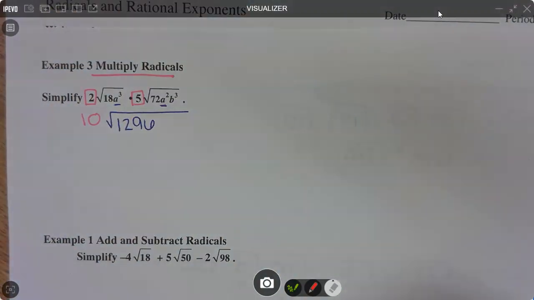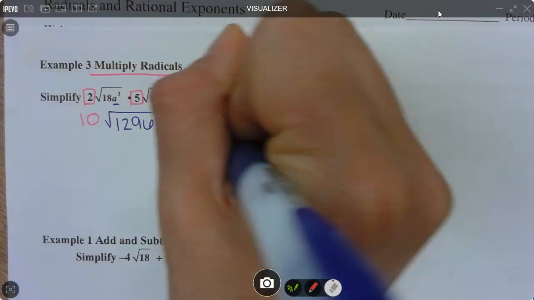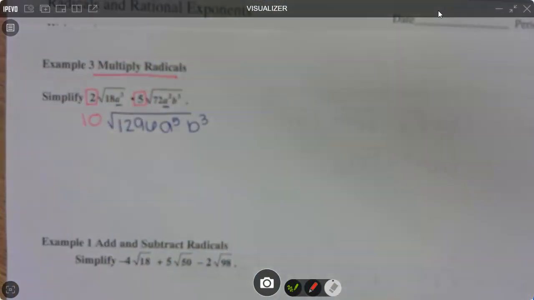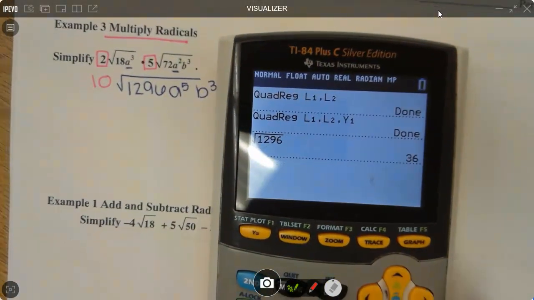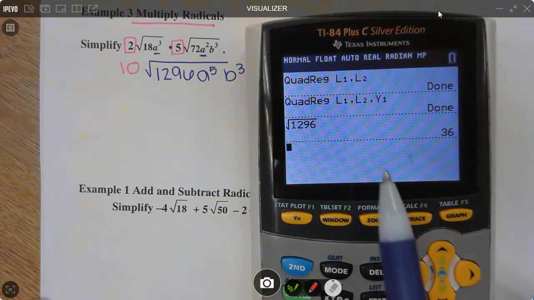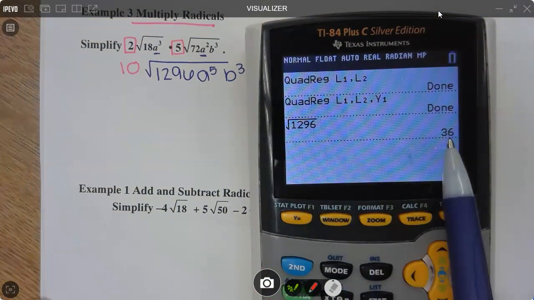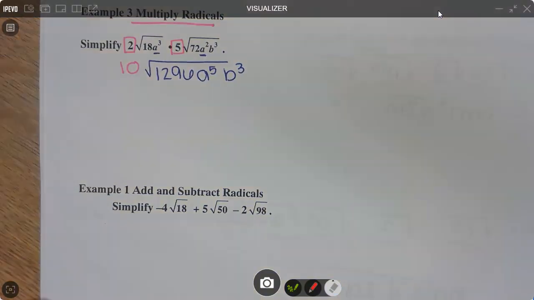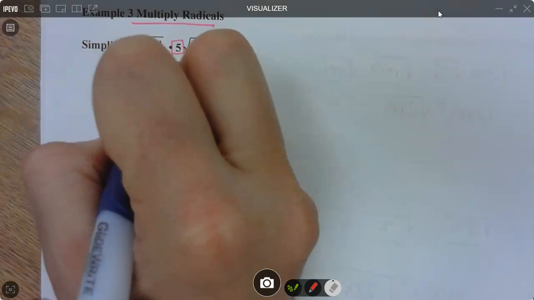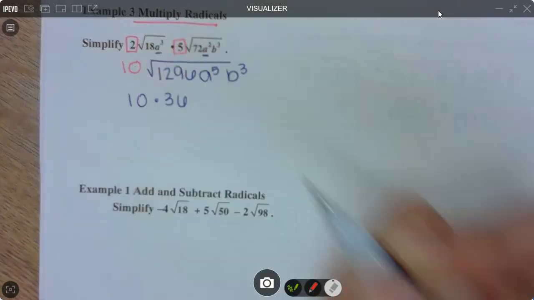a^3 times a^2, so you're going to add those exponents, and then you have b^3. You're always going to just check to see if the number you're looking at inside is a perfect square. So in this case, 1296 is a perfect square. It is 36. So this becomes 10 times 36.